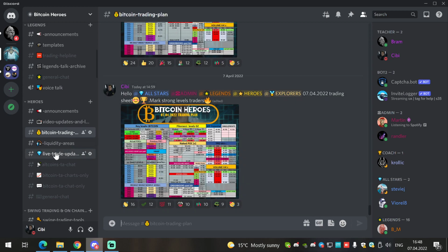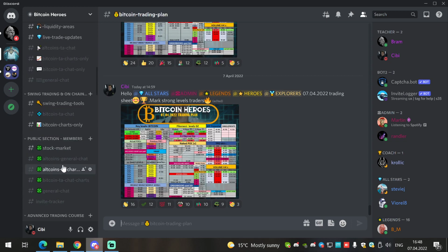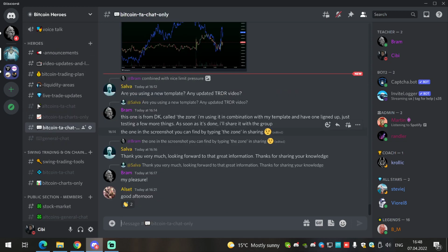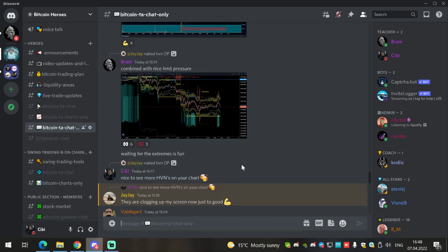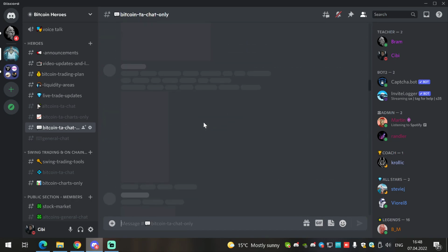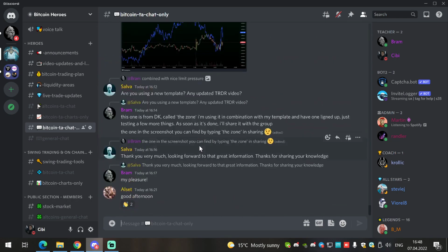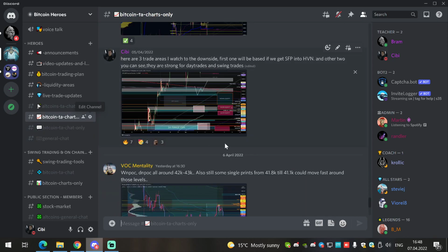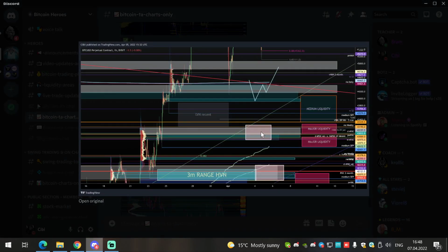So you will get a lot of guidance. I write when I take trades inside the Bitcoin TA chat here. I write everything I do. Sometimes, before I take the trade, you have all these zones. You see this zone was prepared here two days ago. You can check on the chart how we bounced from this. So I'm giving trade areas before they happen.